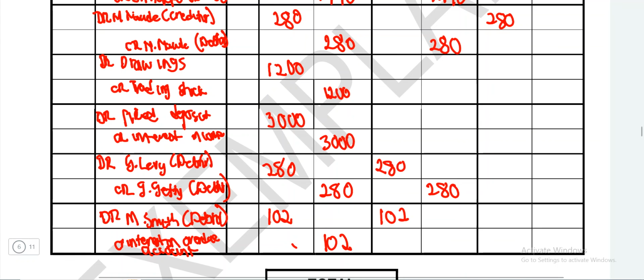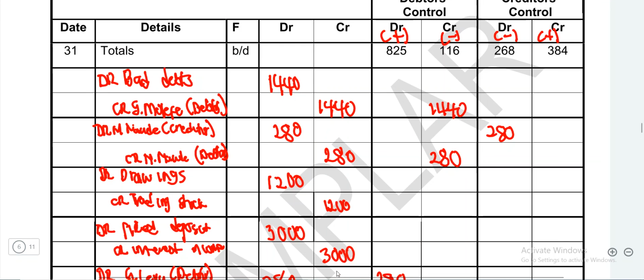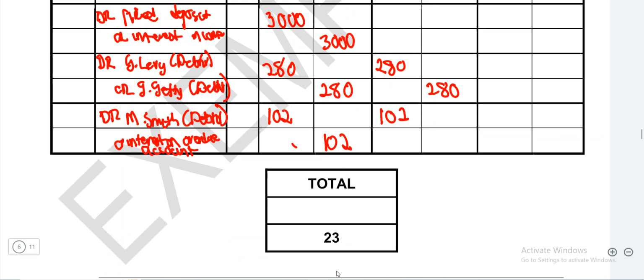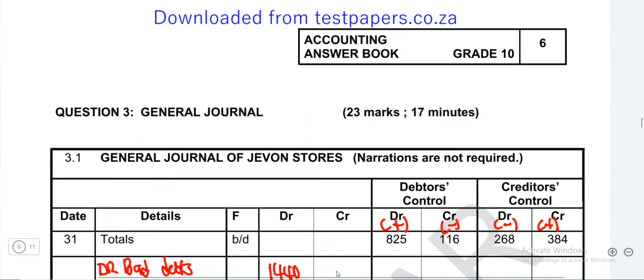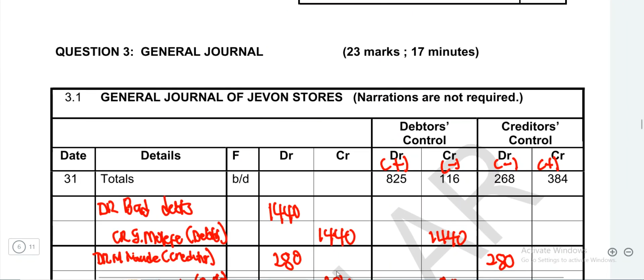So now guys, this is how simple the general journal is. It's not that complicated. You just need to make sure that you practice, you deal with your information as much as you can. You need to make sure that you familiarize yourself with this. And remember, 23 marks in the exam is a lot. It can change your life. So please make sure, guys, that you practice, you watch this lesson as much as you can.